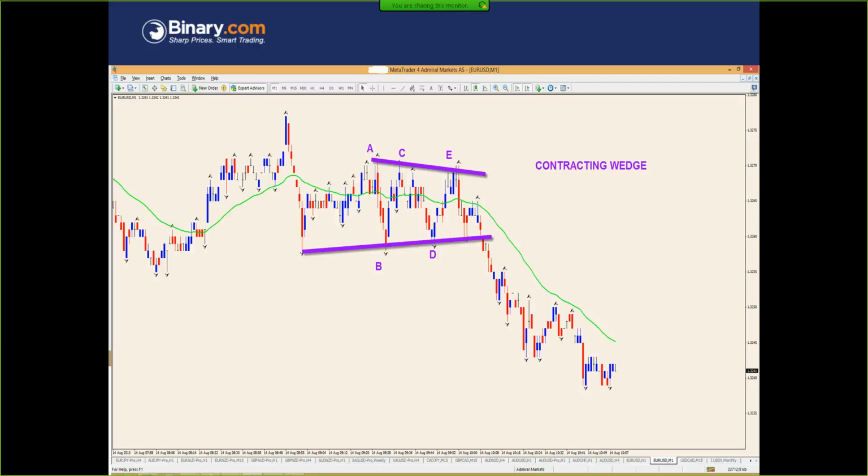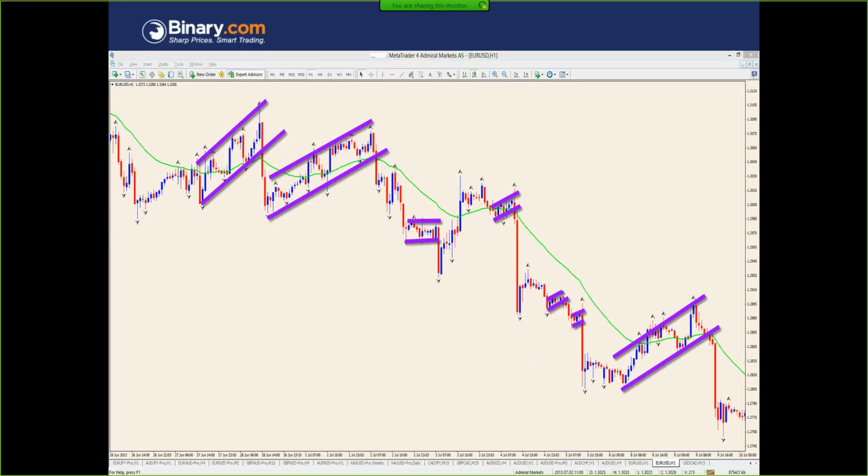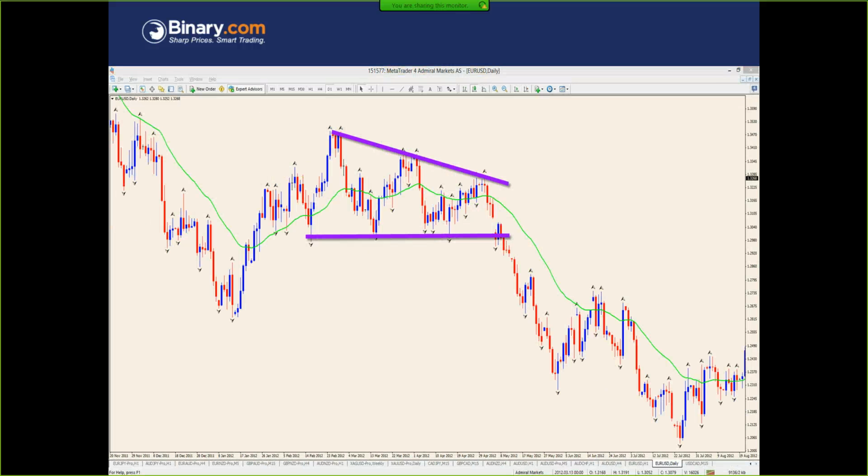This, traders, is a 1-minute chart on the Eurodollar. And look at that contracting wedge. Look at how the fractals indicate support and resistance. And compare that with this one, which is a daily chart. And there's not much difference a trader could spot.